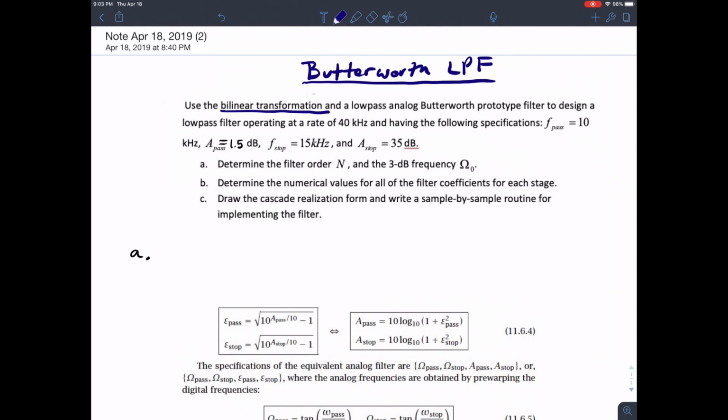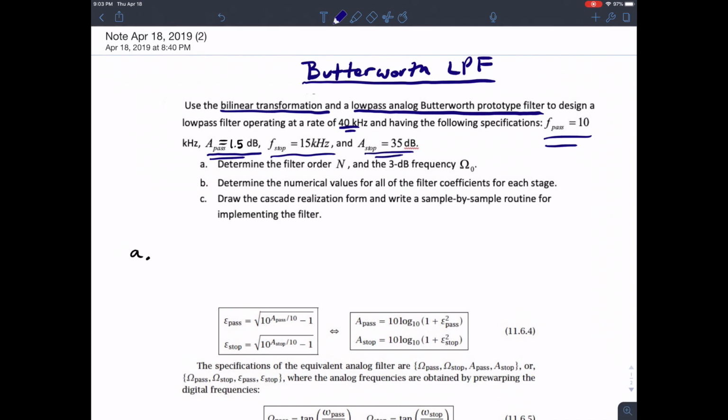Use the bilinear transformation and a low-pass analog Butterworth prototype to design a low-pass filter that operates with a sampling rate of 40 kilosamples per second, has a pass band edge in frequency of 10 kilohertz, and a maximum attenuation of 1.5 dB at the edge of the pass band. The stop band begins at 15 kilohertz and has at least 35 dB attenuation.